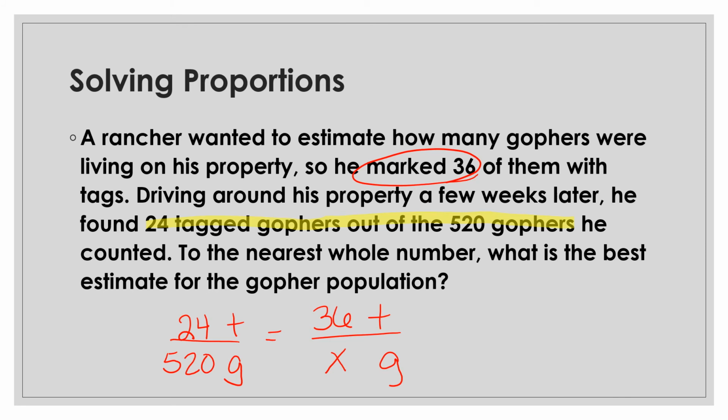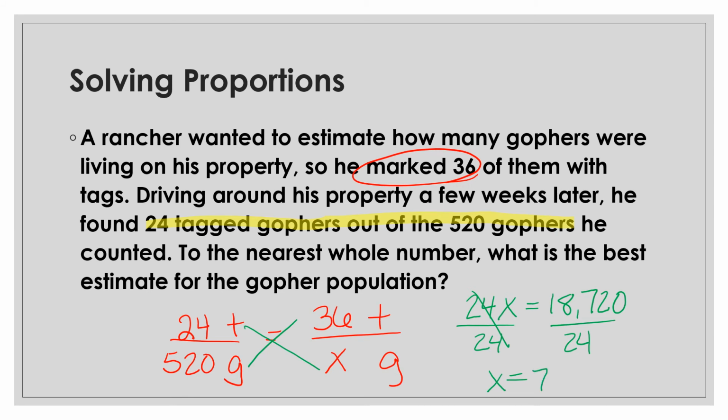So you would do 24 multiplied by x, which is 24x. And you would do 520 multiplied by 36, which is 18,720. We will solve this one-step equation by dividing by 24. So 18,720 divided by 24 is 780.